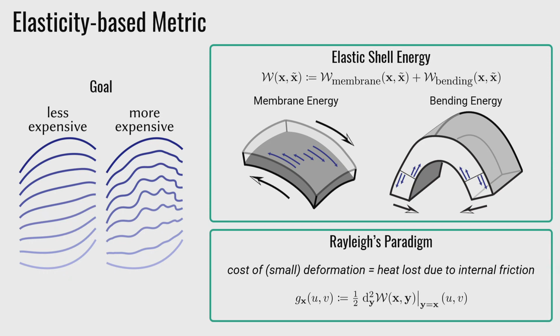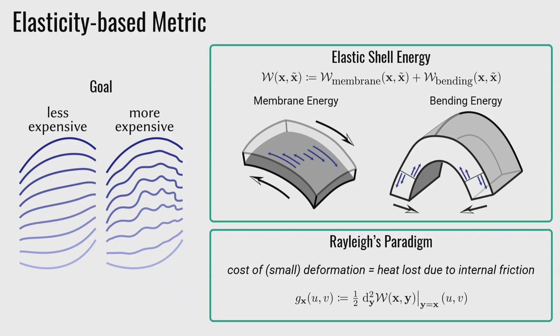And then we apply something called Rayleigh's paradigm. It's a central idea for these kinds of elasticity-based metrics, introduced by Lord Rayleigh around 1900. It basically says that the cost of a small deformation is the heat lost due to internal friction. So I make a tiny deformation and then I relax, and that makes this a new reference configuration. The energy I have to spend is because my elastic object warms up, and that's described by this local deformation.